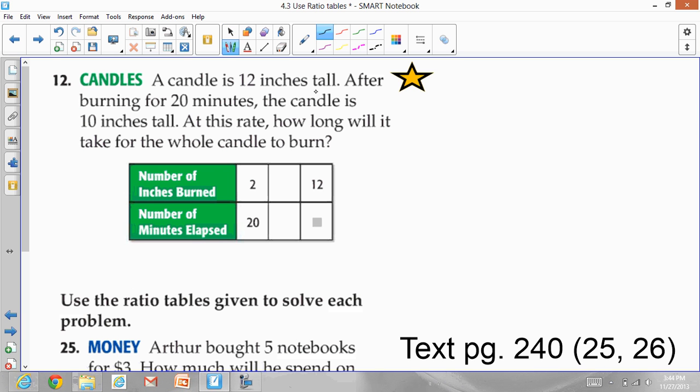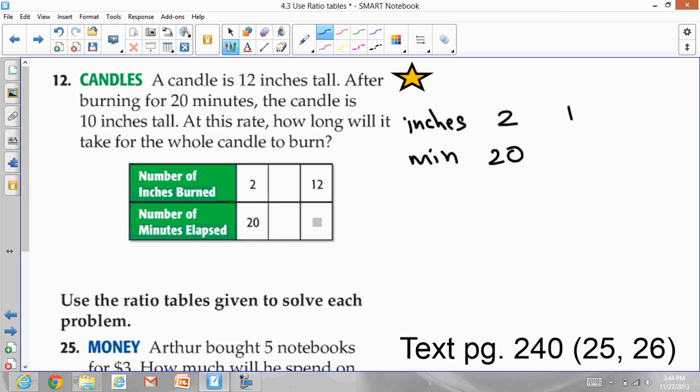So a candle is 12 inches tall. After burning for 20 minutes, the candle is 10 inches tall. At this rate, how long will it take for the whole candle to burn? So the inches that the candle has burnt and the number of minutes. So those are the two units you are comparing. So in this case, it's 2 and 20.